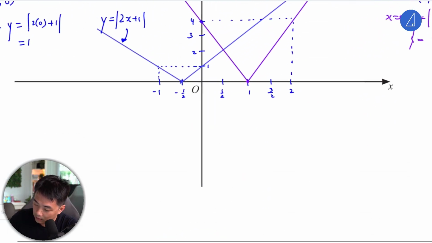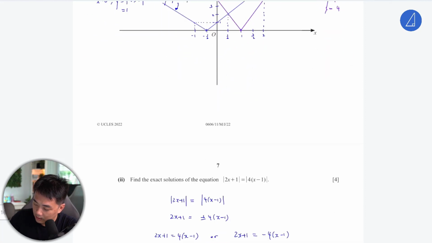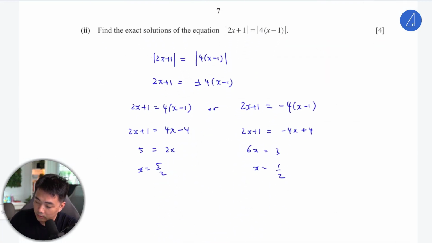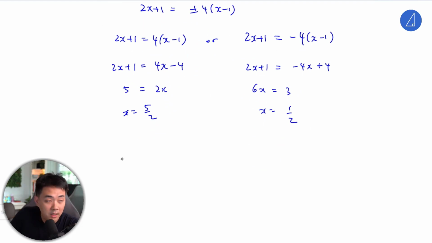So we know that thankfully I drew to scale. So we can see that one of it is half. And here as well. Find the exact solutions. I think that's about it. So in this case here, x is equals to 5 over 2. Can I leave it in fraction?